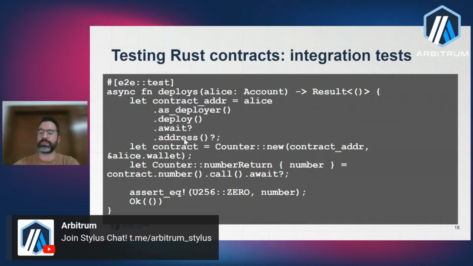because this is inside of the counter contract project. It knows it has to deploy the counter contract. So once it deploys it, it creates a new variable that is bound to the contract deployed, and then it just calls the number function and verifies that the number is actually 0 because we just deployed it.